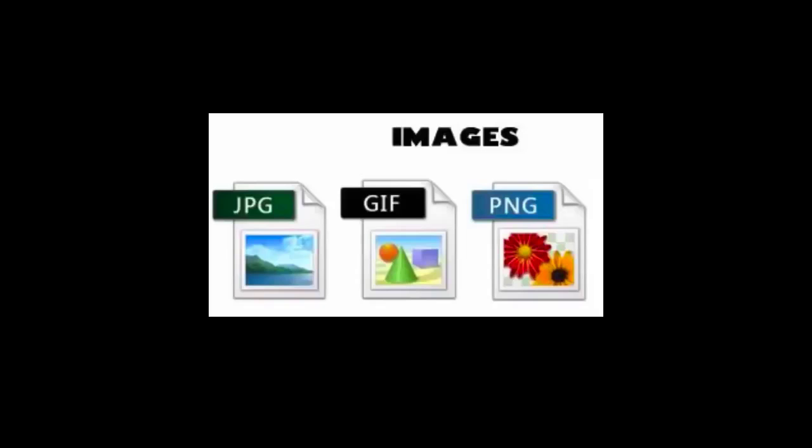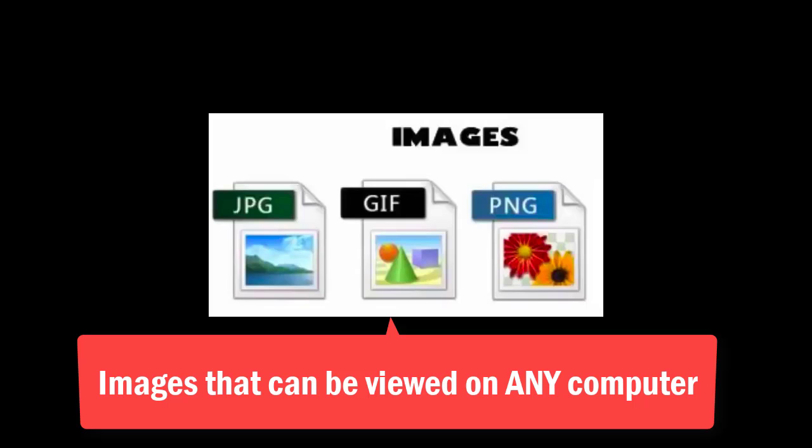The first type of file we're going to use is an image file, and there are a couple different image file types that you will see if you take this class or another class with me. And those are the JPEG, the GIF or the GIF, and the PNG. So the JPEG, the GIF, and the PNG are all image files that can be used on any computer.